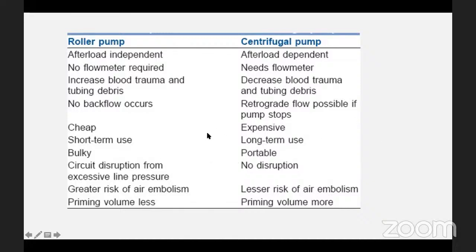Also, the important one for the pediatric is the priming volume. Priming volume for the roller pump is less, while in the centrifugal, you may need a large volume.